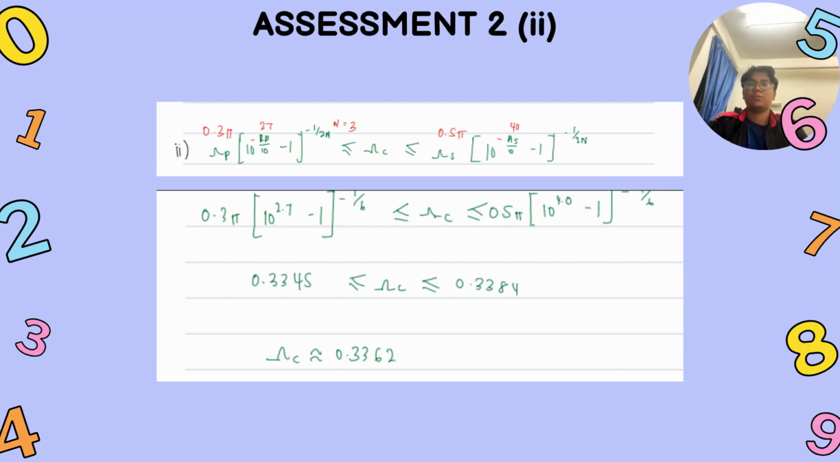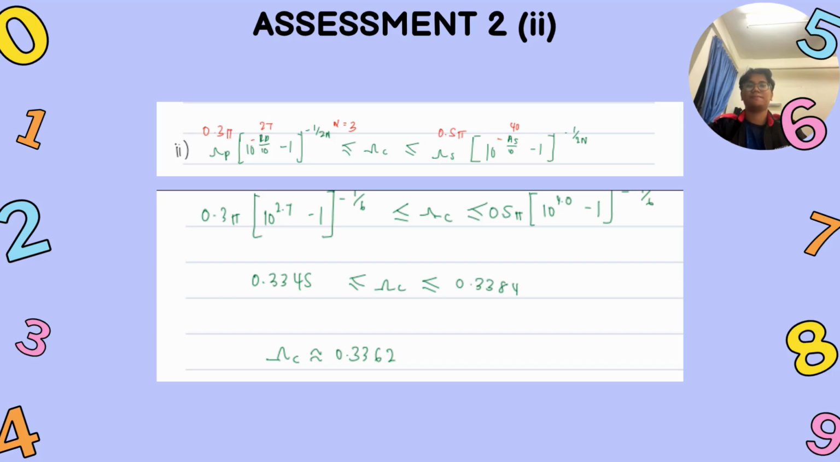For part 2, we pinpoint the exact analog cutoff frequency omega c for our Butterworth filter. The value is bounded by a straight inequality range determined by our passband and stop band constraints. Evaluating both sides of the inequality gives us a tightly controlled range between 0.3345 and 0.3384 radian per second. Averaging these values gives us a final operational cutoff frequency omega c of approximately 0.3362 radian per second.